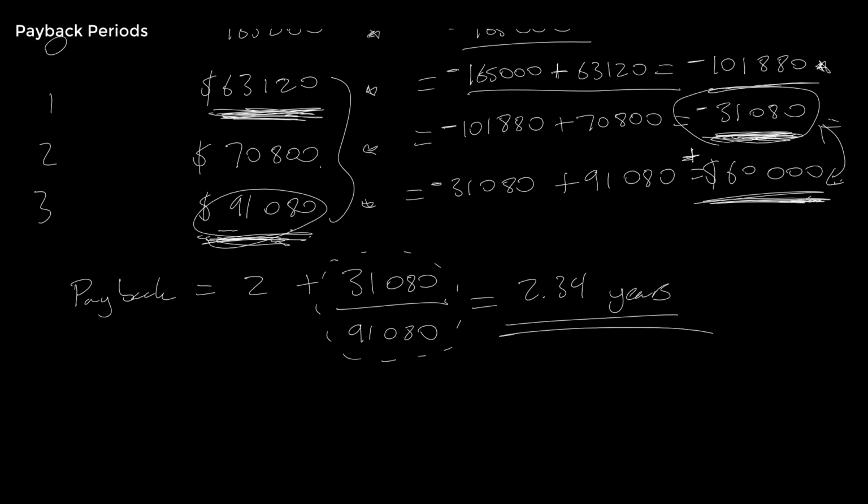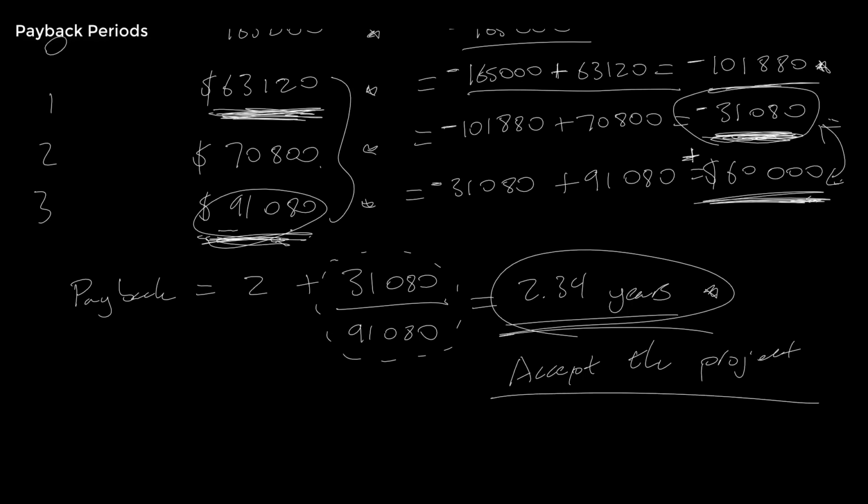Okay, so what does that mean? Well, if we're ignoring the time value of money, what this means is that if you start this particular project, in terms of a total lump sum figure or the dollar amount, you will receive your initial investment back in 2.34 years. So if the cutoff period is 2.5 years, should we accept this project? Yes, we should accept this project. Okay, so we should accept this project because the payback period of this project is less than our pre-specified benchmark or cutoff of 2.5 years, and a lower payback period is generally good.